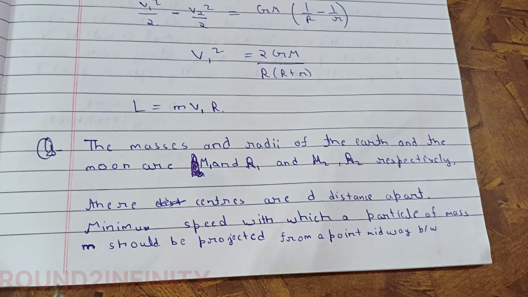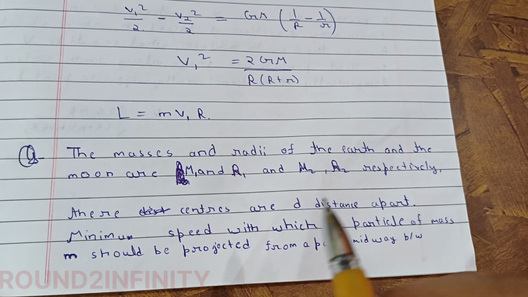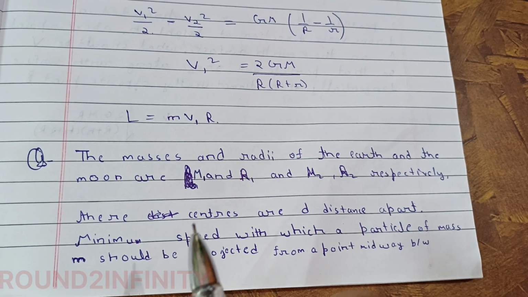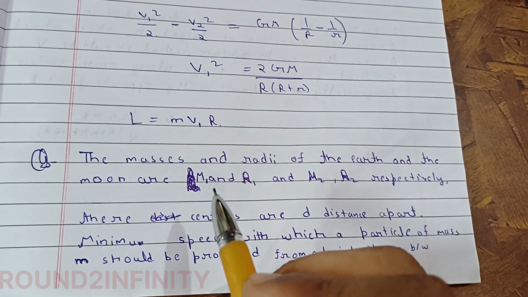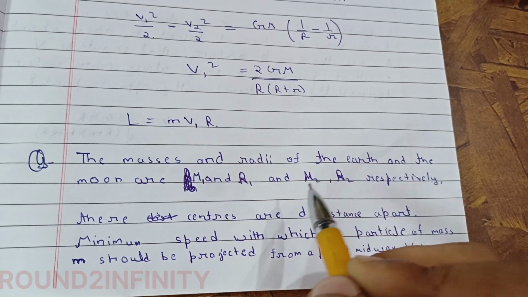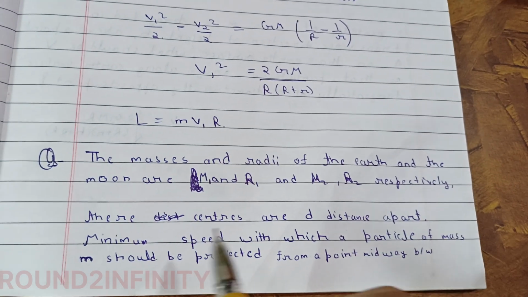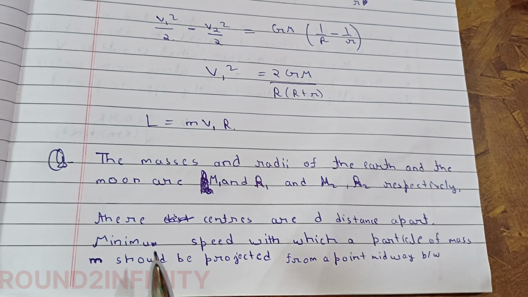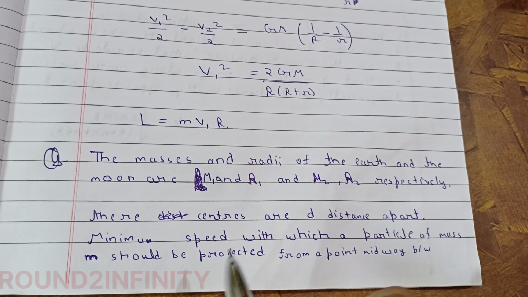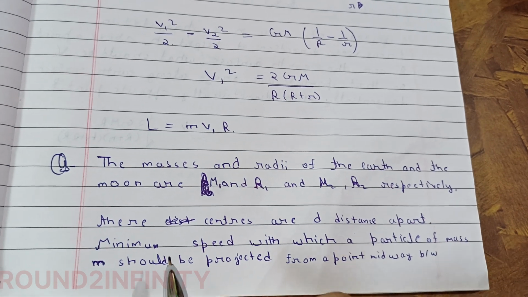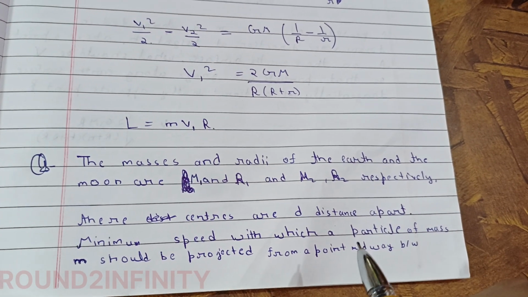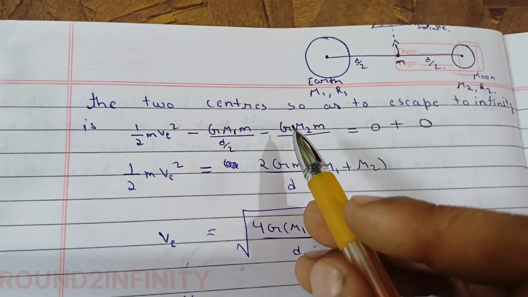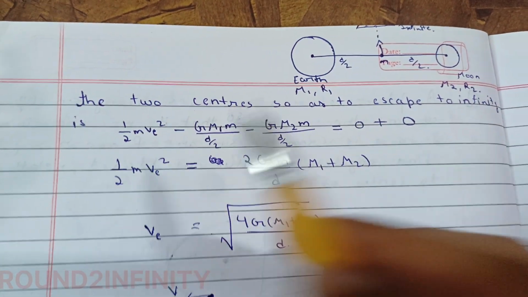Let's see one more question. The masses and radii of the earth and moon are m1 and r1, m2 and r2. So mass of earth and radius of earth is m1 r1, for the moon m2 r2 respectively. Their centers are d distance apart. What is the minimum speed with which a particle of mass m should be projected from a point midway between the two centers so as to escape to infinity?